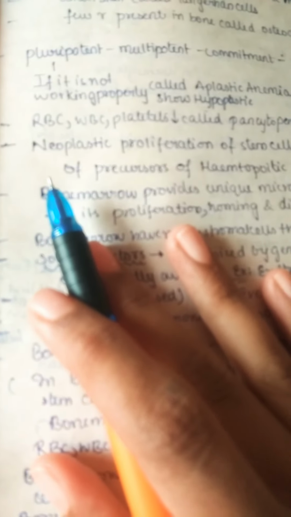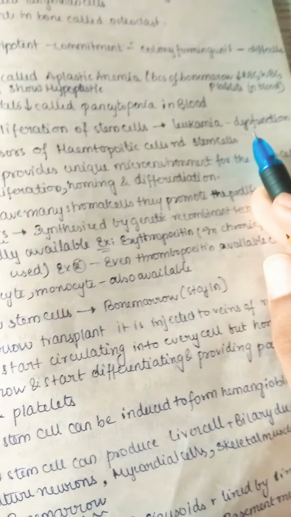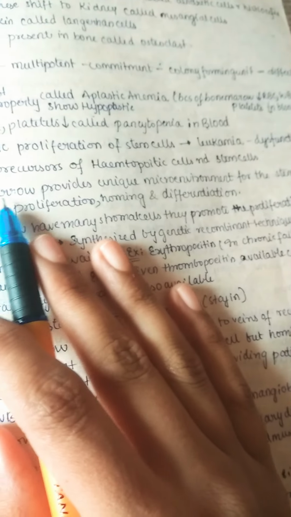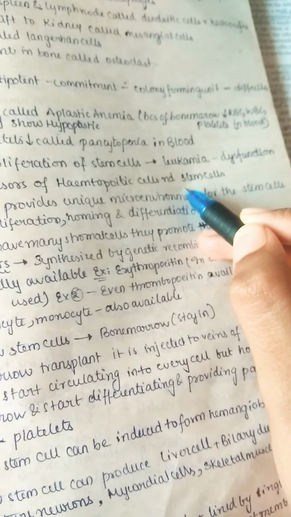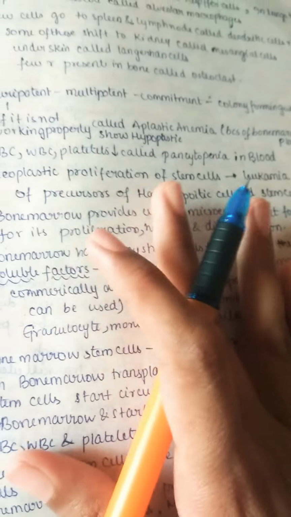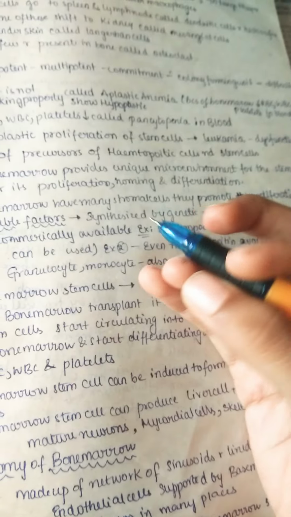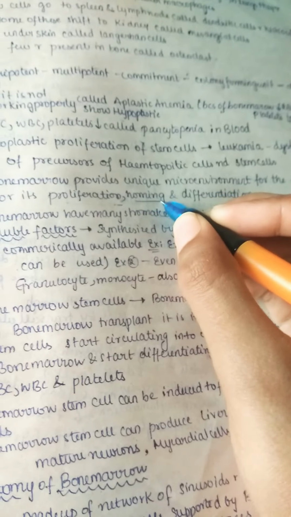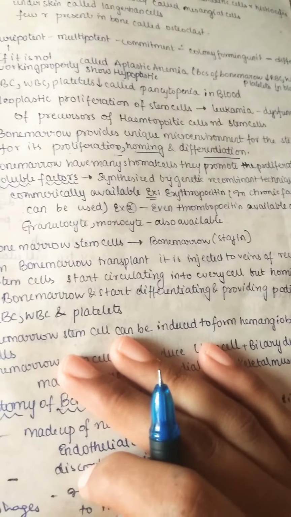Sometimes there may be some neoplastic proliferation in our stem cells, then it may cause leukemia. So this is nothing but dysfunction of precursors of hematopoietic cells and stem cells. So in leukemia, not only our precursors get affected, also our stem cells get affected when there is neoplastic proliferation. And bone marrow provides the unique microenvironment for stem cells for its proliferation, for its homing, and also differentiation. Hence, bone marrow is a favorable condition to form different types of cells.